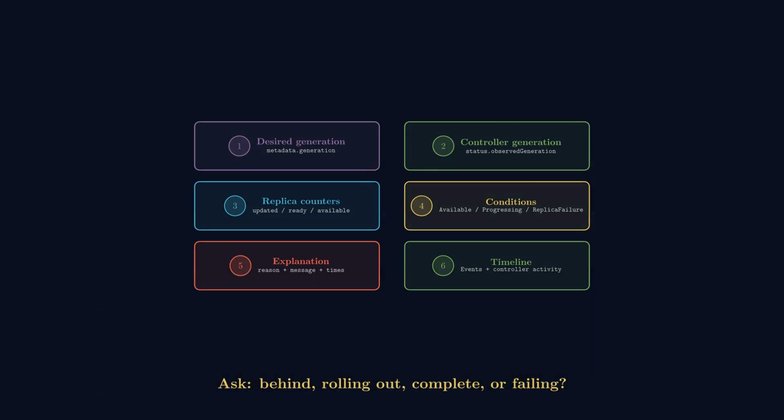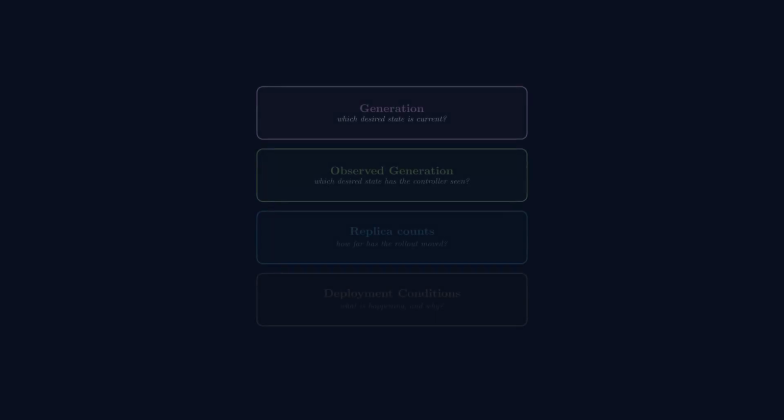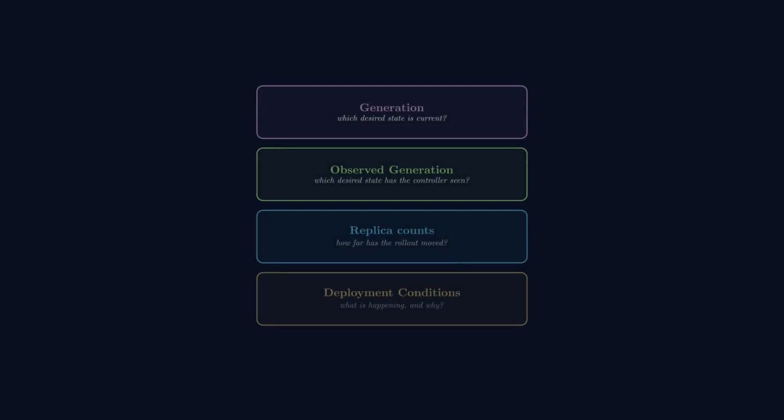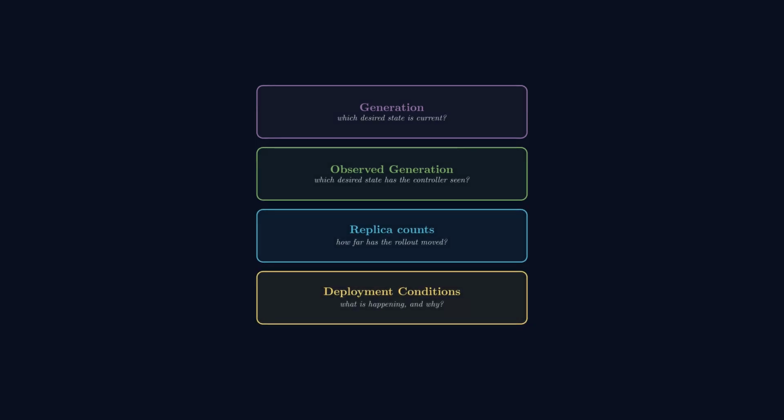The complete model is now simple. Generation tells us which desired state of the deployment is current. Observed generation tells us which generation the deployment controller has seen. Replica counts show how far the rollout has moved, and conditions explain what is happening and why. So before trusting a deployment status, first check whether it has caught up, and then interpret what the rollout is telling you.